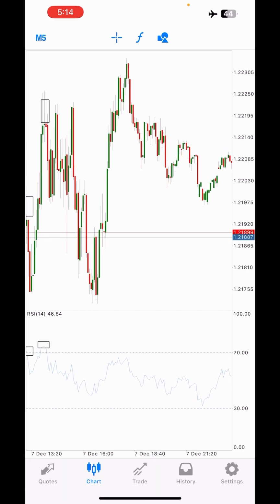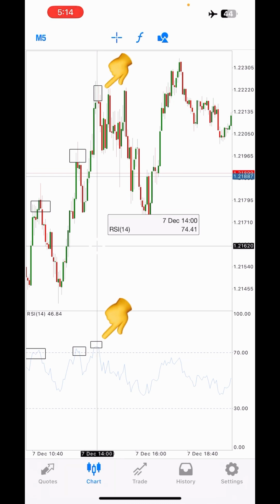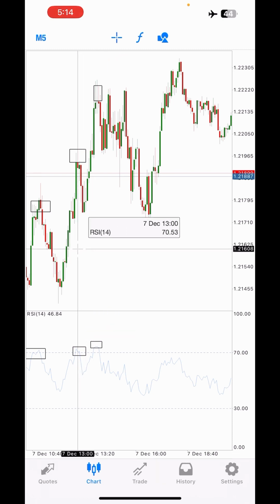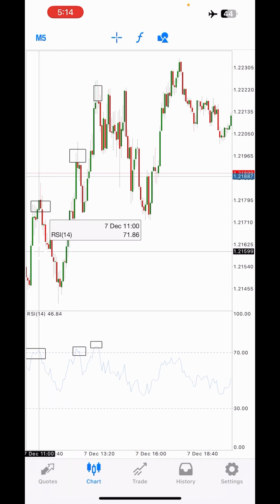Let's scroll back. Look at all the boxes to see that it works. This thing will actually give us the perfect lining. As you can see, just follow the line. When it got to that point, it sold. When it got to this point also, what happened? It sold. When it got to this point too, what happened? It sold.